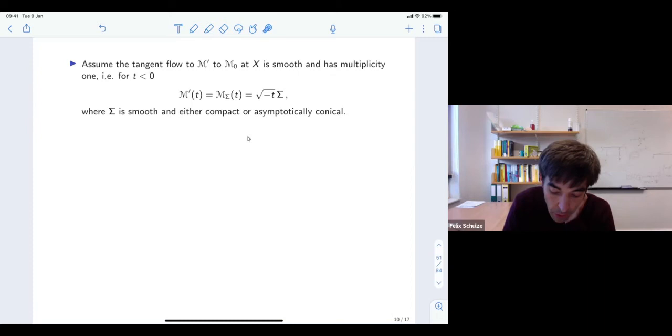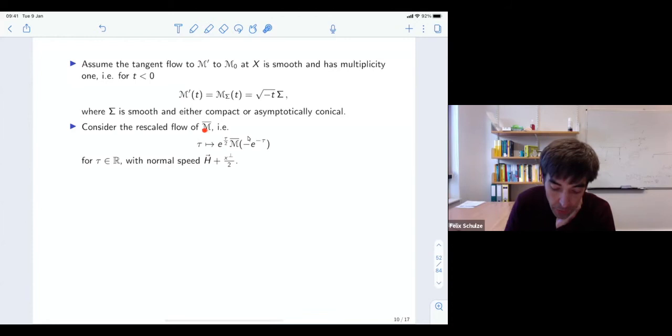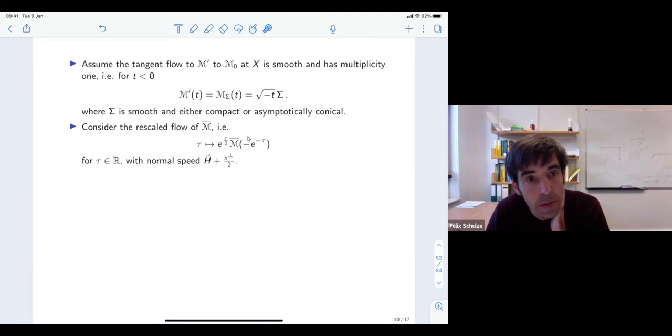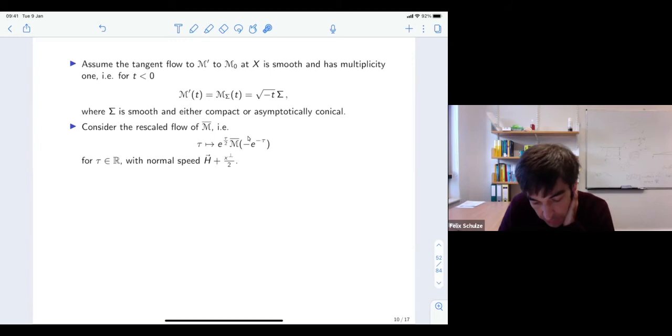Okay, good. So one of these examples we've been looking at. Now, we have this flow here, this M bar, which was the flow which lies on one side of this tangent flow. It's not equal to, but lies on one side. Many people have seen this: there's a natural scaling you can do. You go to the rescaled flow, which makes self-similar solutions static, static points of the equation.